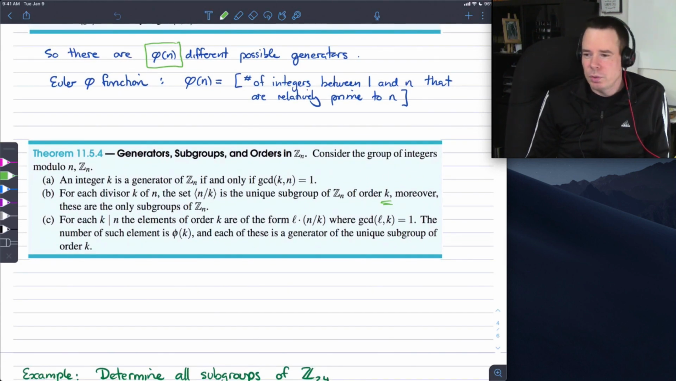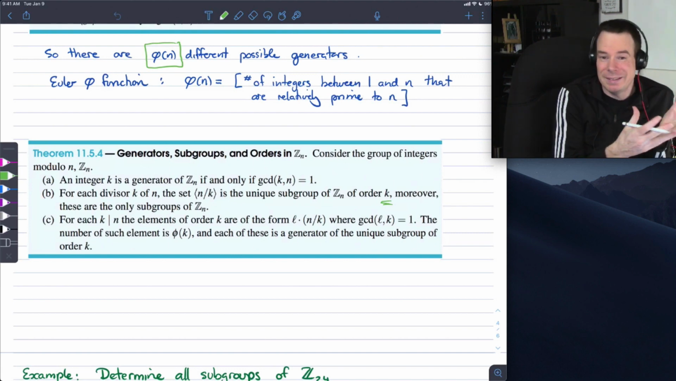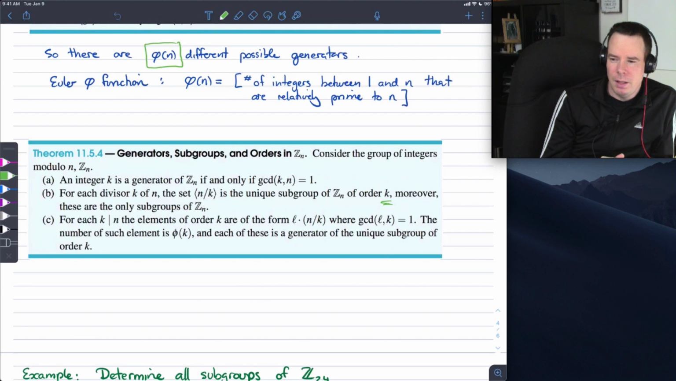We can take these results and write them in terms of our additive group, Z mod n, the group of integers mod n. That last example we just did was Z4 and Z5, but we're just stating it more generally for Z sub n. So what are the results we have? We're in the group of integers under addition, mod n. Part A: K is a generator if and only if it's relatively prime to n.